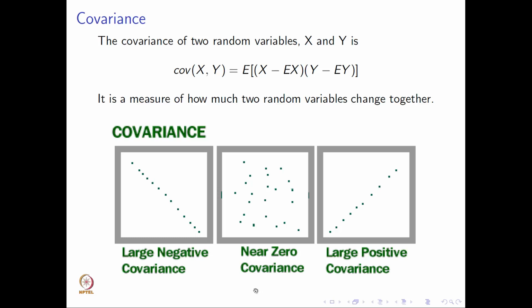Now from this diagram, it should immediately be clear that covariance is a very important term in machine learning, because we are often interested in predicting the value of one variable by looking at the value of another variable. We will come to that in further classes.